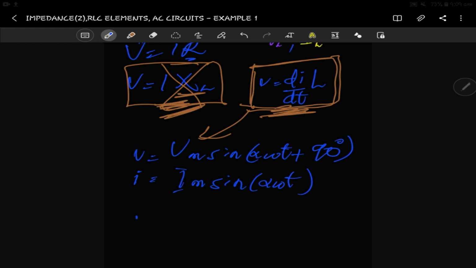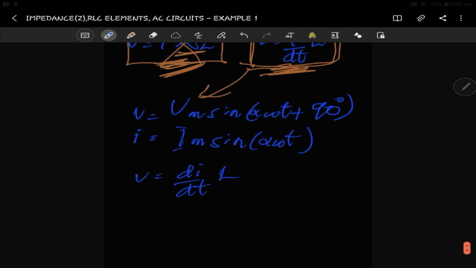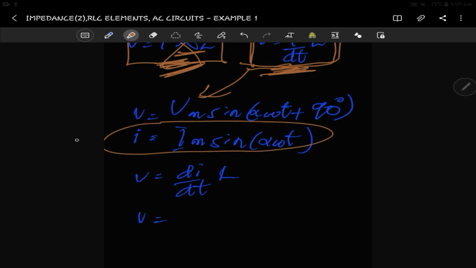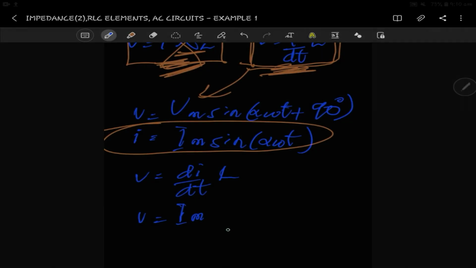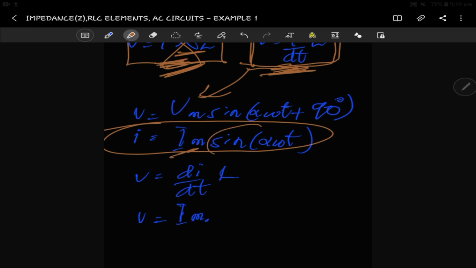So we have V is equal to L times di/dt, right? This is a derivative. So we know that the current is of this sort, it lags. If we find the derivative of that, we end up getting Im. That's this constant out there, we are doing the derivative. So basically the function that we are finding the derivative of, there's a constant in here.